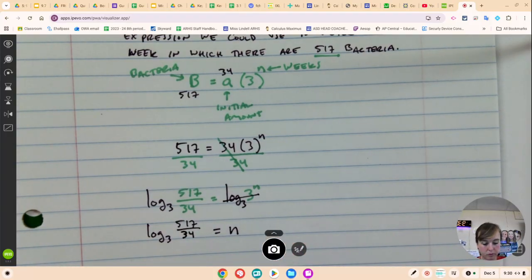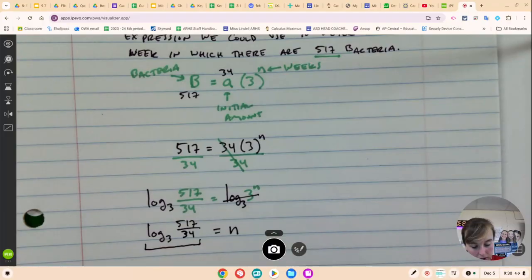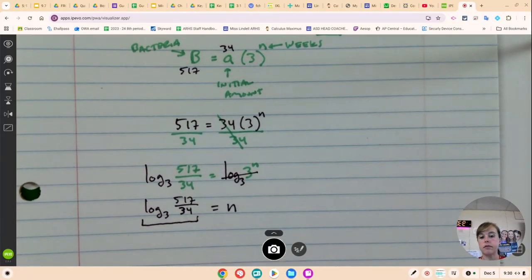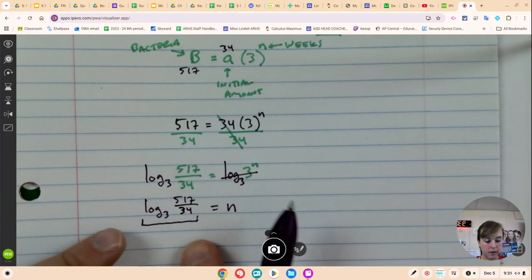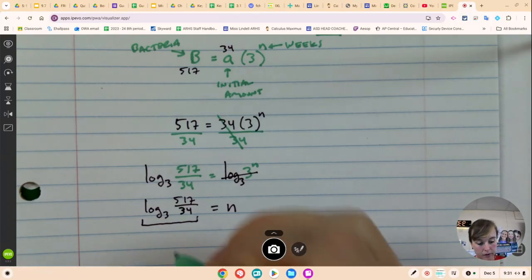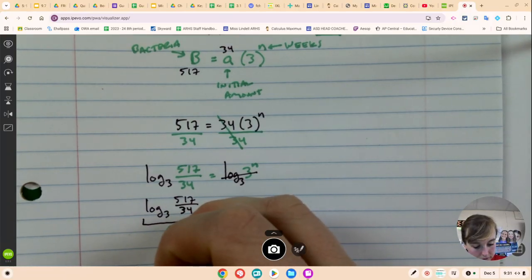All right, and this would be the exact form of our answer. So if this is a non-calculator question, this is still how you could answer it. You could just leave your answer as this. This logarithm represents a number. We don't know what number it is without a calculator, but it would work. This would be called our exact answer.